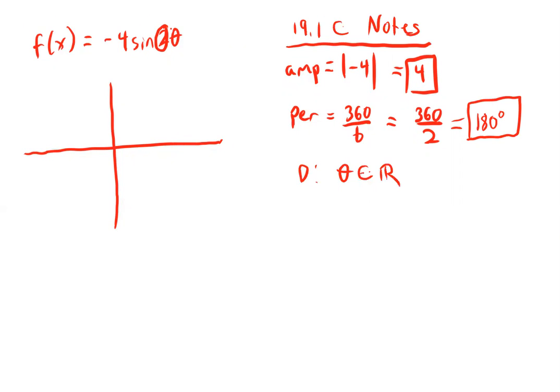And then for the range, y is between -4 and 4. It's the opposite of the amplitude, and then the amplitude is the upper boundary. And you're going to include both endpoints.